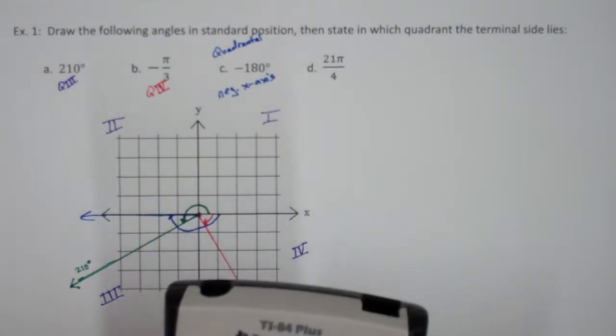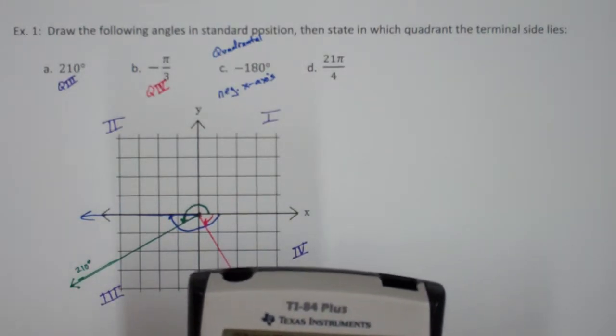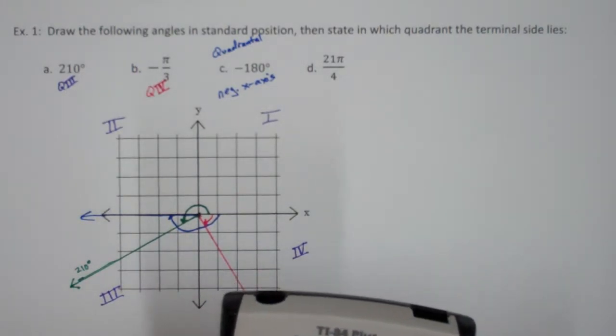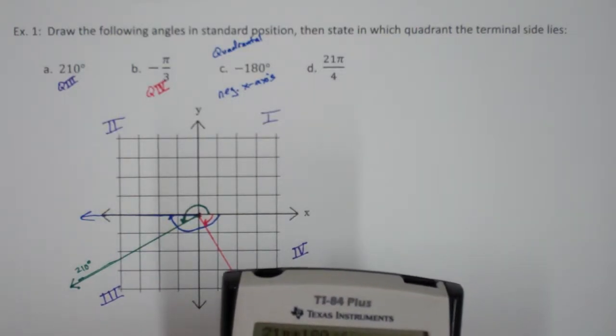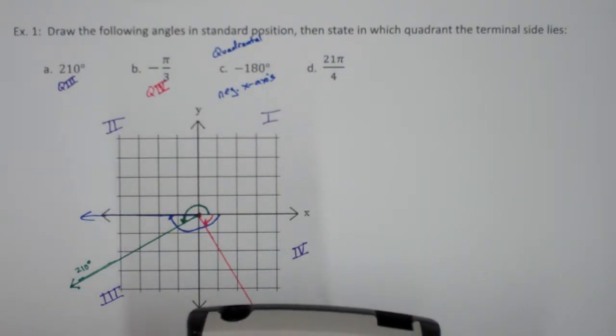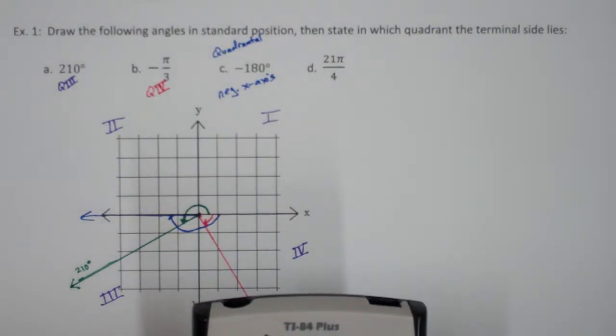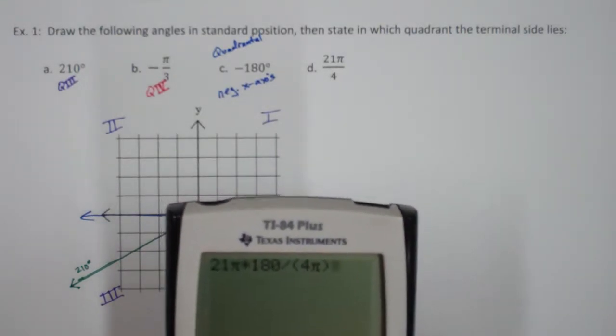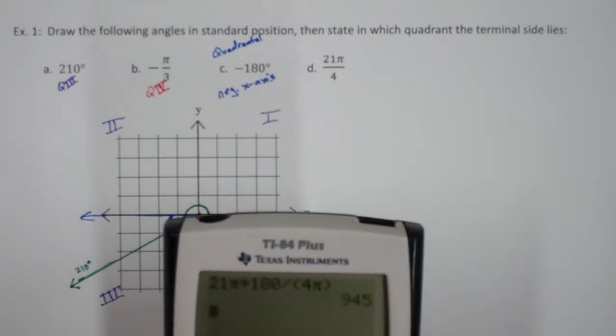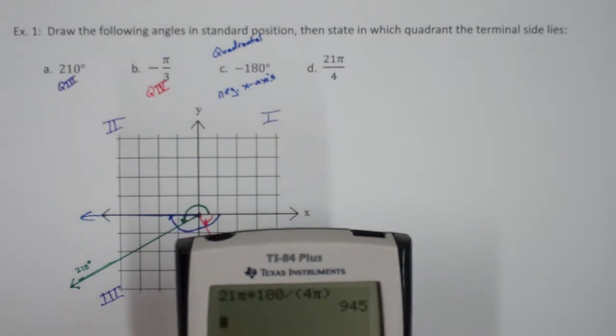So it's 21 pi times 180, and then we're going to divide that, and you've got to do this in parentheses if you're going to do it like this. It's going to be 4 pi, and in this case, because there's a pi in the numerator, you really don't even need to mess around with it, but if you did type it in straight away, this is what it would look like. And if you hit enter there, you've got 945.